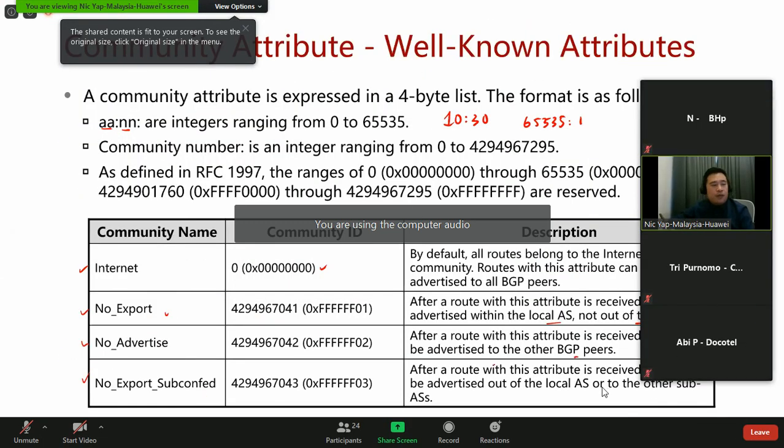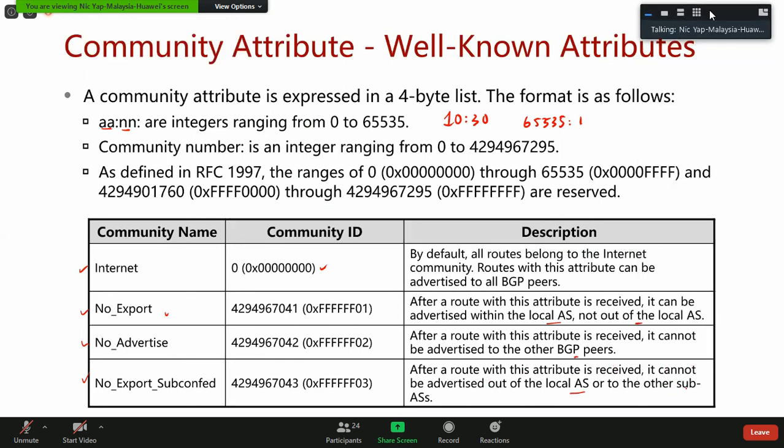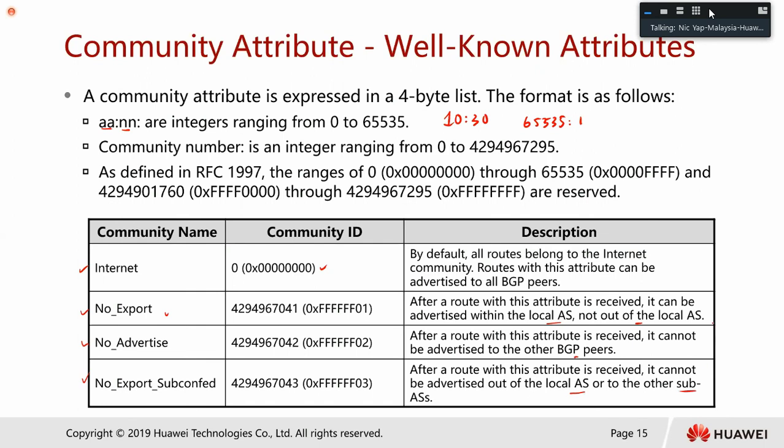Confederation. So after a route with the attribute is received, it cannot be advertised out of the local AS or the local sub AS. It is very similar to this, but this one is under the sub AS. Later we will also go into confederation and look at what we can define under the sub confederation. Okay, this is on the communities.